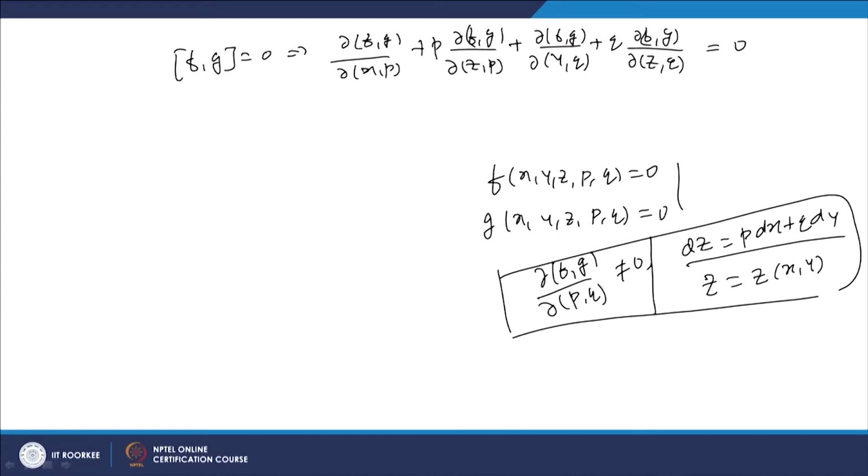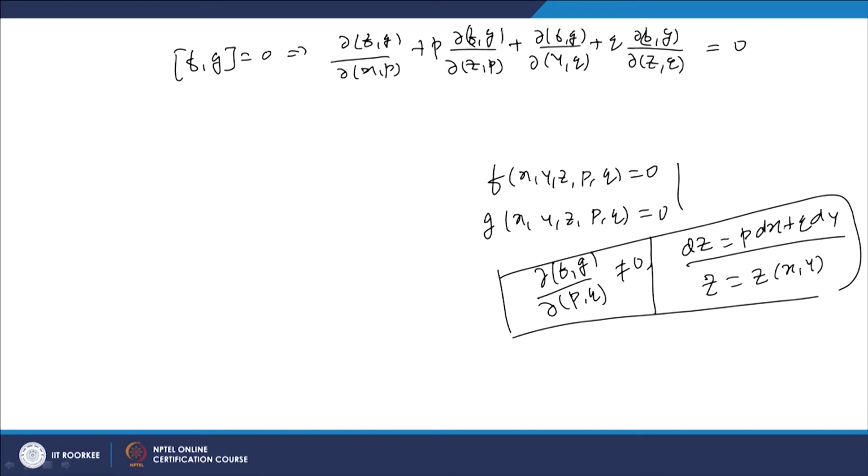Based on this, in some books or literature they define compatibility in this manner: f and g are compatible to each other if they have at least one solution in common, and the procedure listed here, that the Jacobian is non-zero and dz = p dx + q dy is integrable, is the method to find that common solution.